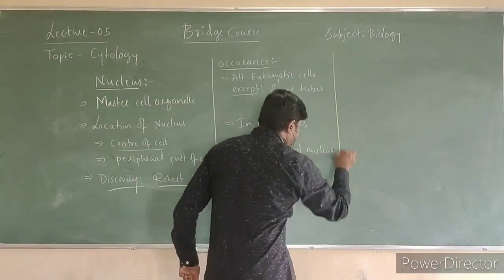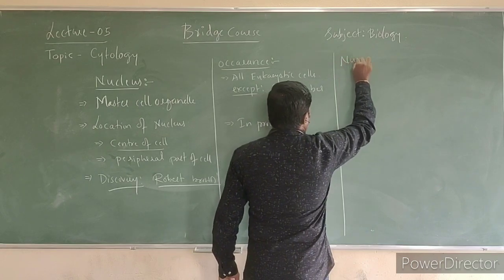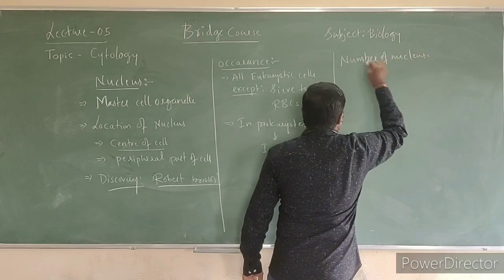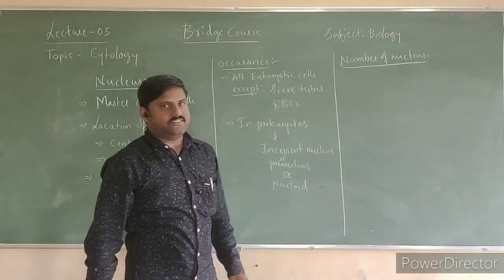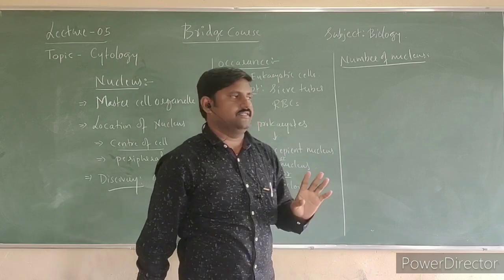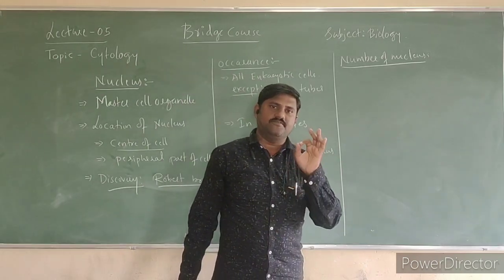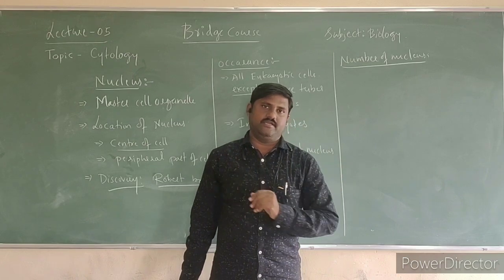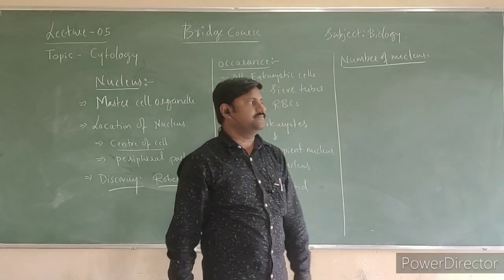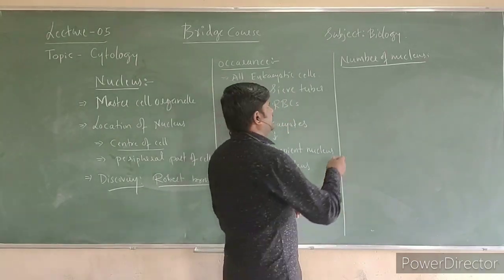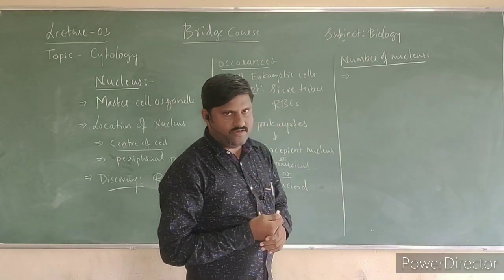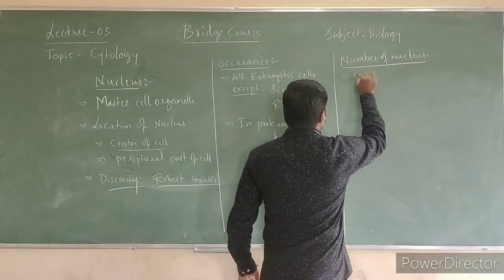And whenever we go through the number of nucleus, some cells may have a single nucleus, some may have more nuclei, or two nuclei like this. Based on the number of nuclei, the cells are called uninucleate, binucleate or multinucleate. Some examples I am going to discuss based on the number. Usually, in all the eukaryotic cells, a single nucleus will be there. They are uninucleate.